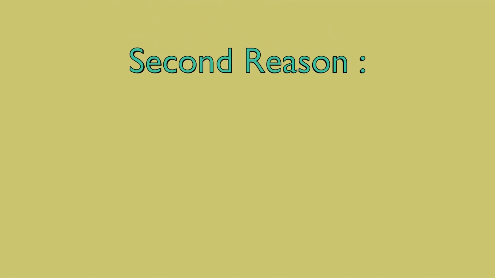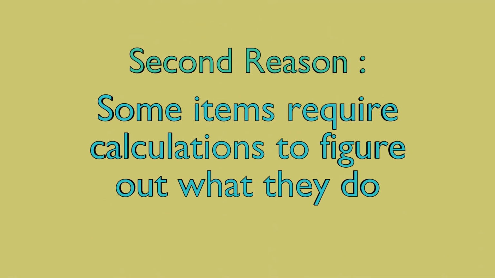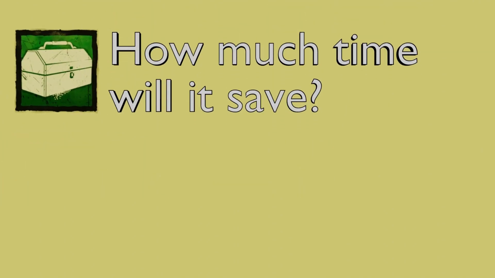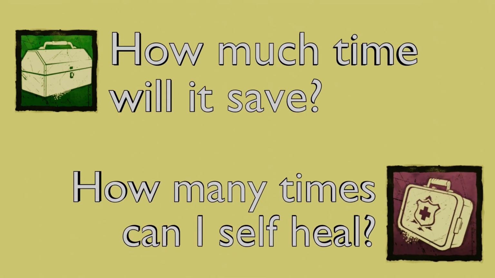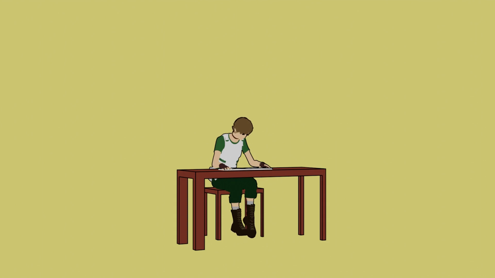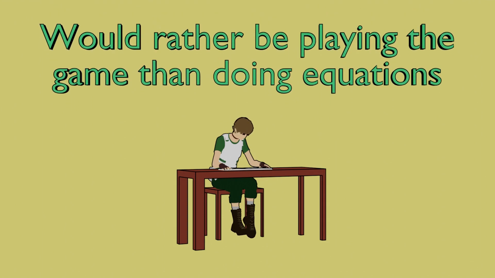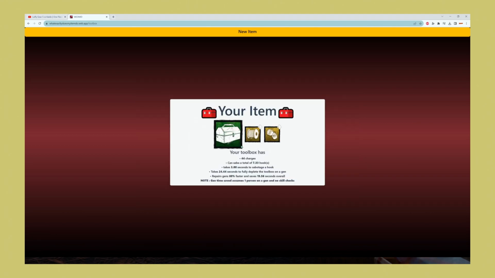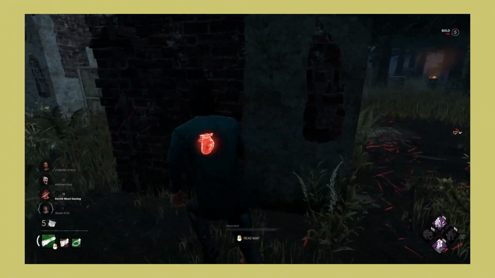The second reason I made this web app is that some items require calculations to figure out what they do. For example, if you want to know how much a toolbox will save you on a gen, or how many self-heals a medkit has, you're gonna have to do some maths. I'm of the opinion that most Dead by Daylight players would rather be playing the game than doing equations to figure out what their item does. My web app does all these calculations for you and lists all the important information you need to know about your item, so you can spend more time playing and less time dividing.